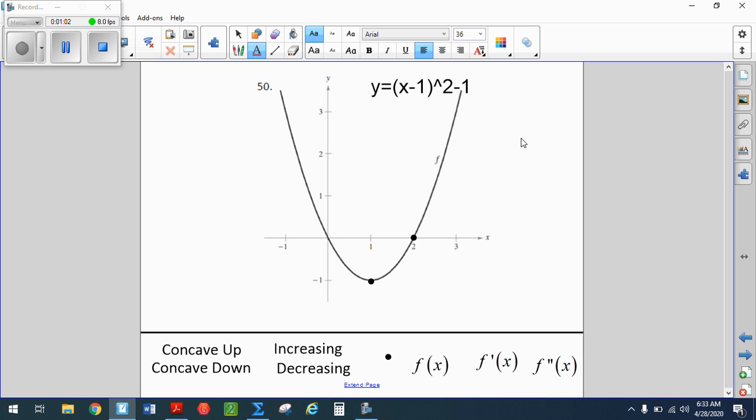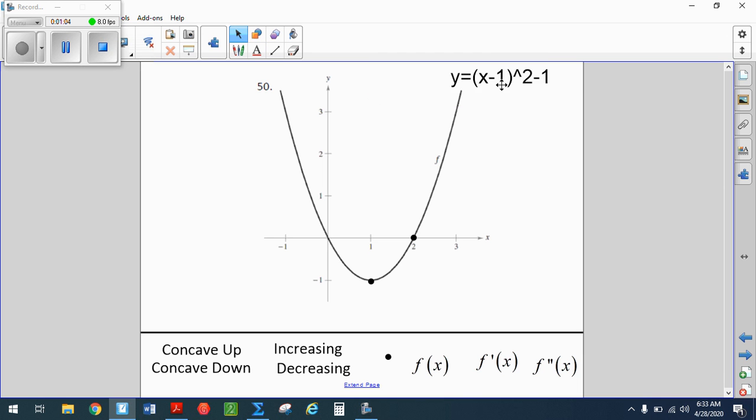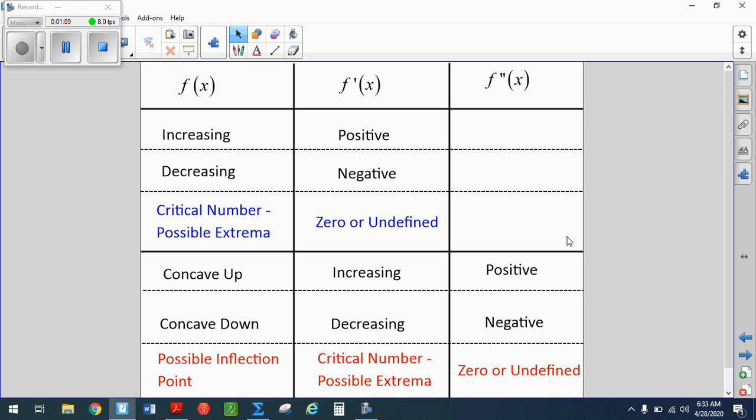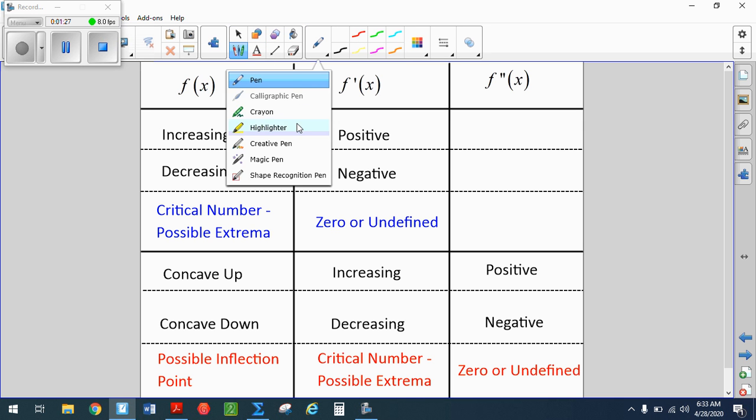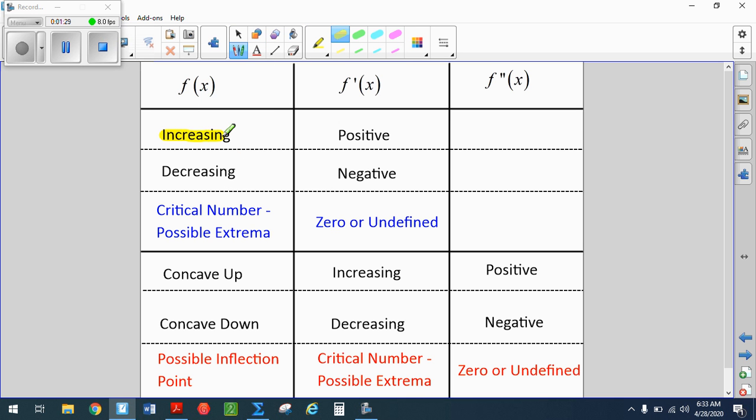But let's look at it from the other perspective. The other perspective is using what you know about increasing and decreasing functions. This is a summary chart. You can kind of copy this down and use it for all the problems. Something we would have gone over in class that relates the derivative, the second derivative, and the original function. So right now I have the original function and I can see where my original function is increasing or decreasing, right? I can see that on the graph. So that tells me where my derivative is going to be positive or negative.